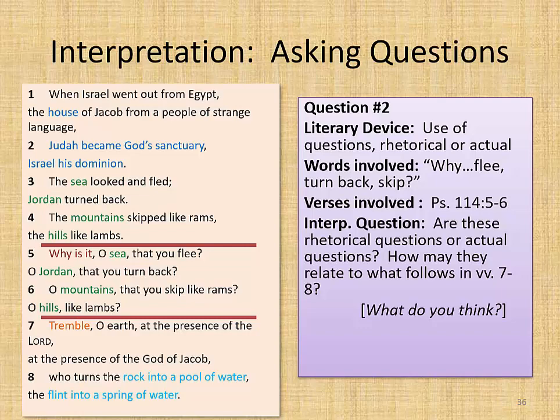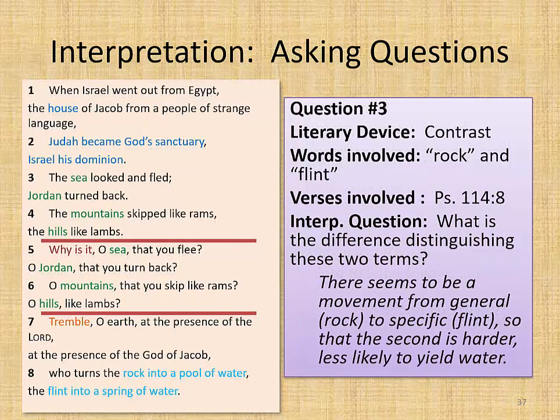And related to that, how may those questions relate to what follows in verses 7 and 8? I wonder what you think. Look at those. If there are rhetorical questions, then we should find no answer in the text. If they're genuine questions, then some of the text may serve to give an answer to them. We'll go on. If you complete the assignment, you wouldn't just say, what do you think? But go ahead and speculate with your answer.